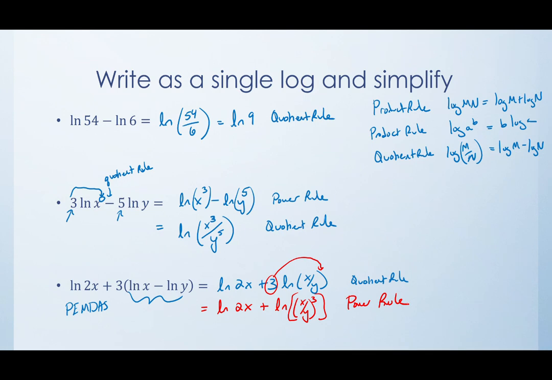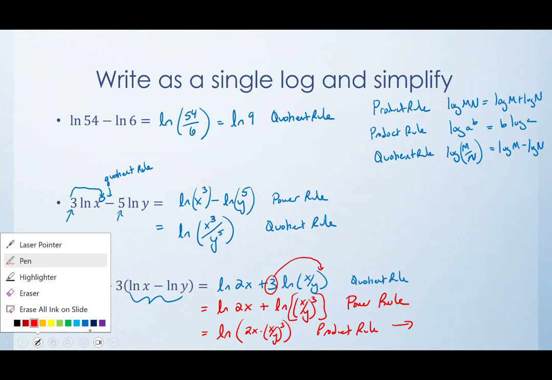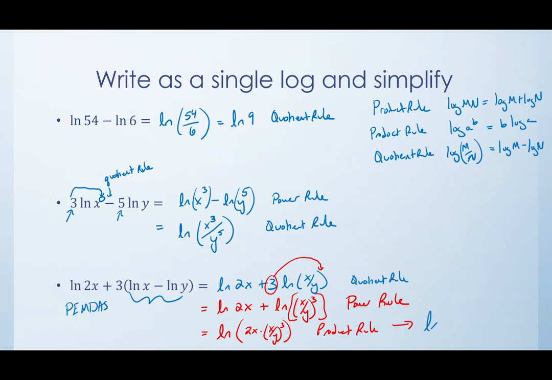And then we're going to say, oh, we've got a sum of logarithms now. There's no coefficients out front. We can use the product rule, right? So we're going to have ln of 2x times x over y to the third. That is our product rule. We can clean that up a little bit to get a final answer here. So we have ln of 2, let's see, I've got x times x cubed, so that's x to the fourth, over y to the third for our final answer.